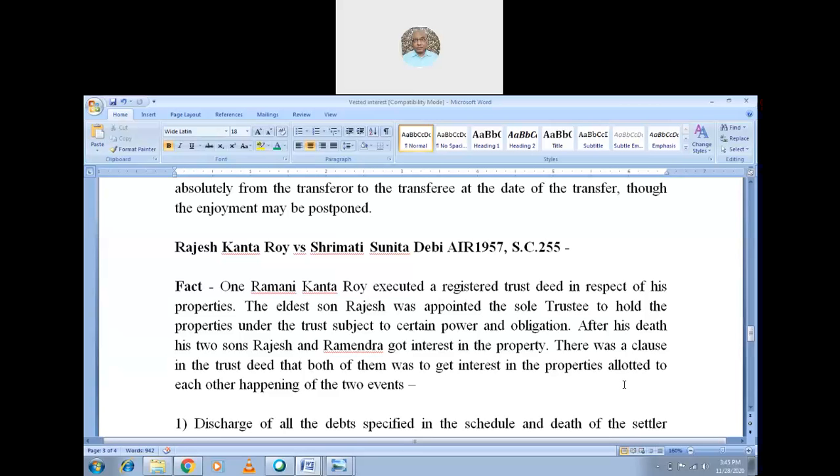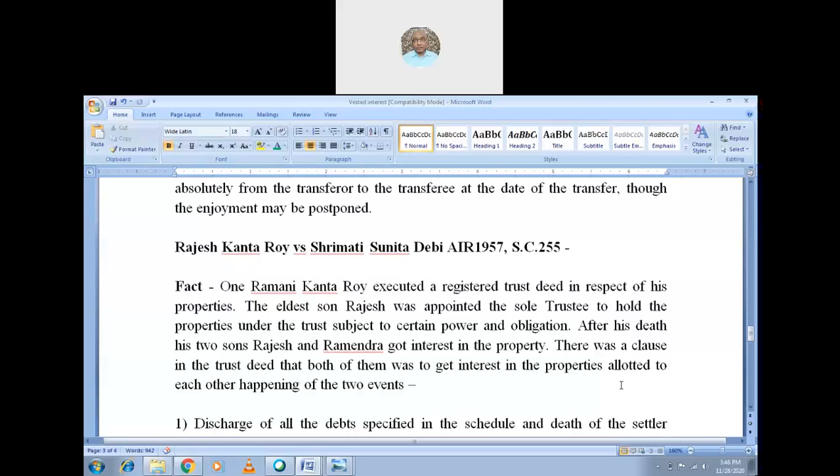Otherwise you would have to make every year one educational tour in any one part of the country where we can see the high courts of different places, including the Supreme Court of India. Coming to the point, one Ramanikanta Roy executed a registered trust deed in respect of his properties. The eldest son Rajesh was appointed the sole trustee to hold the properties in the trust subject to certain powers and obligations.